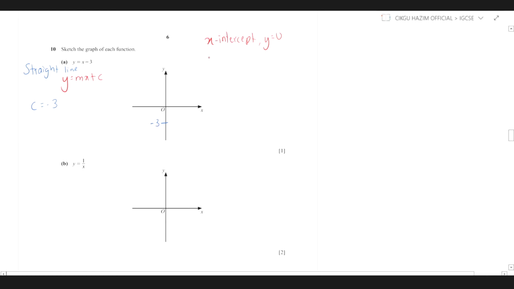Same goes for vice versa. If you want to find the y-intercept, the x needs to be equal to 0. To find x, y equals 0, so 0 equals x minus 3. You move negative 3 to the left side, so positive 3 equals x. That means the x-intercept is also going to be 3 here. It's going to be at 3 here.